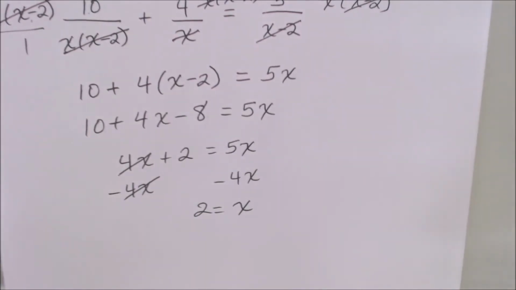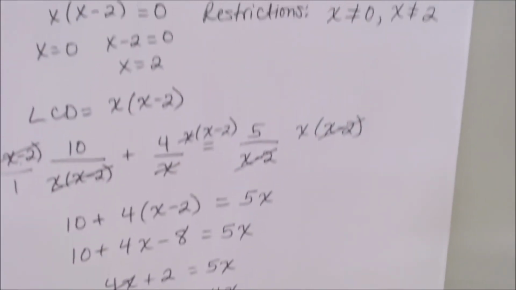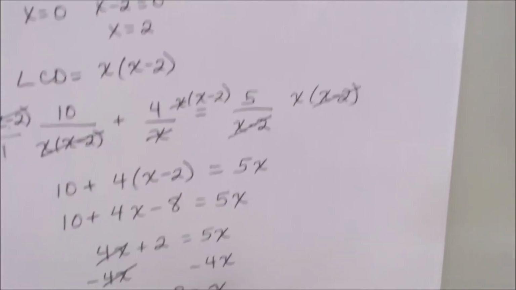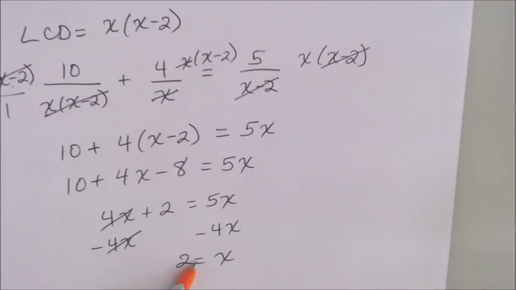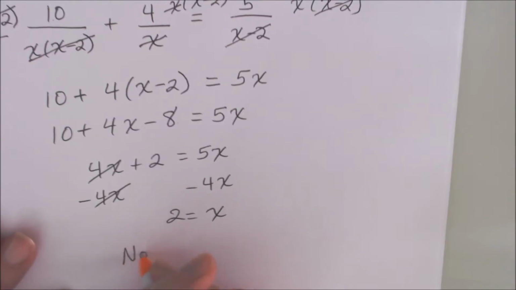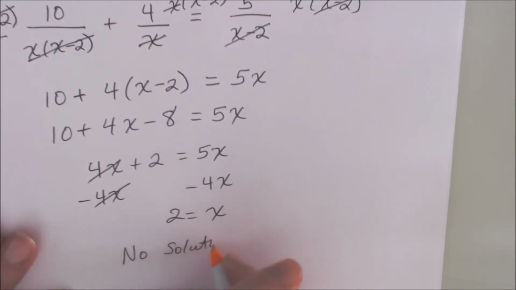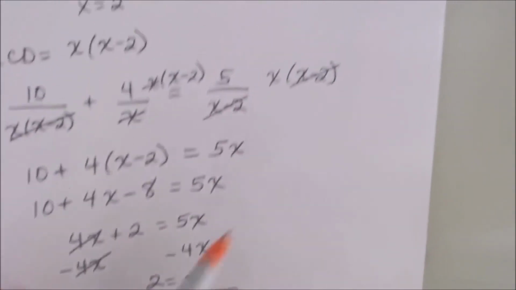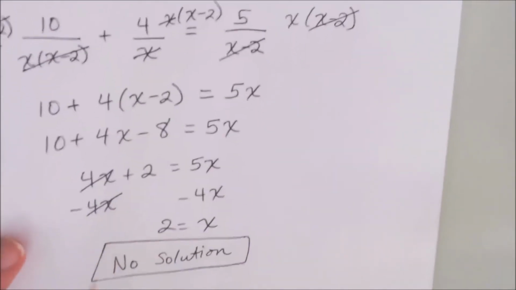Now, remember we talked about those restrictions earlier. Do you notice there's a problem here? x equals 2 was one of our restrictions. So if that happens and you get a solution that turns out to be one of your restrictions, you're going to throw it out. Since we didn't have any other solutions here, 2 was the only one we got, that means we're going to have no solution to this problem because the only solution we ended up with happened to be one of our restrictions. So we're going to throw that solution out.